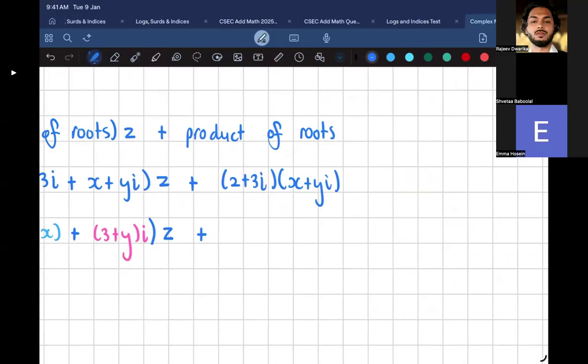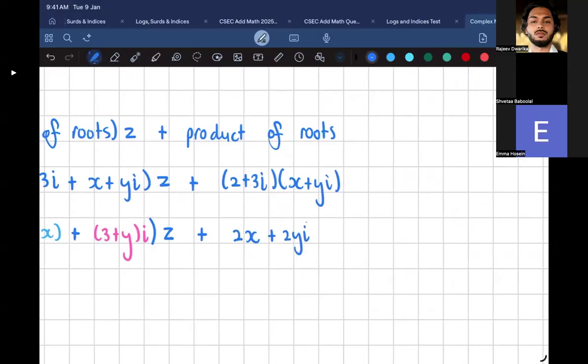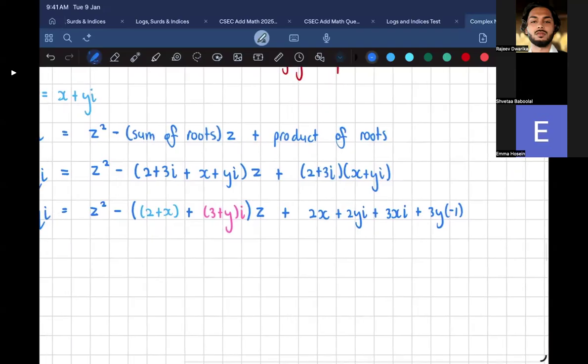All right. So 2 by x is 2x. 2 by yi is 2yi. 3i by x is 3xi. And then we're going to end up with 3 by y, which is 3y, and i by i, which is i squared. What's i squared, guys? Minus 1.